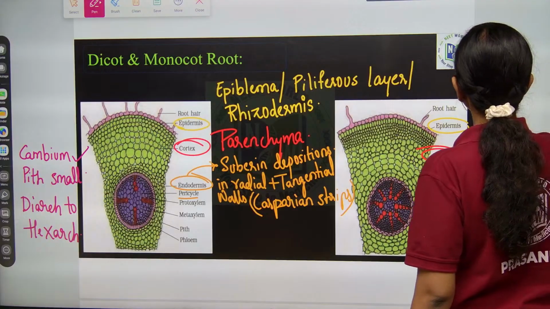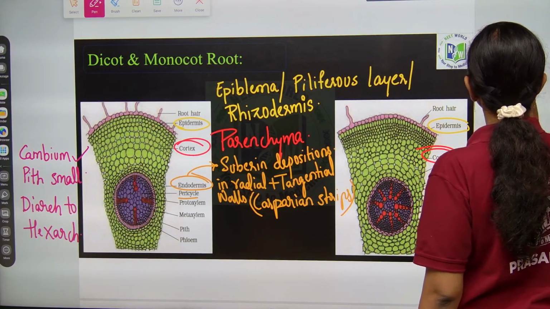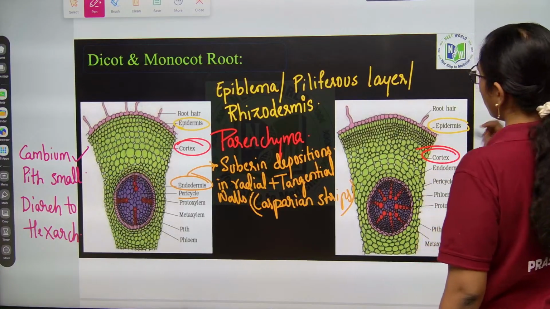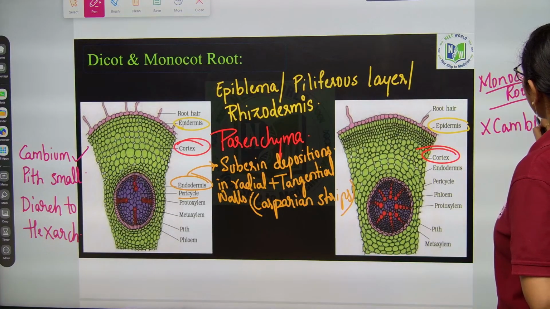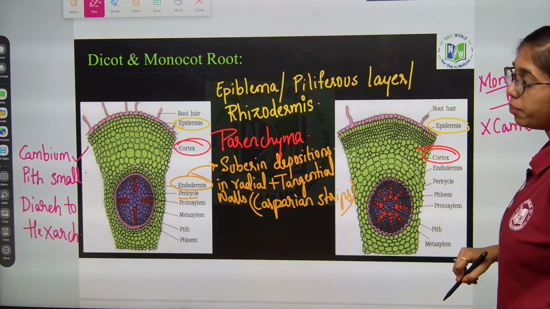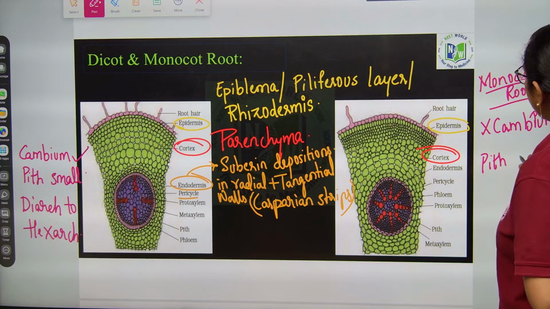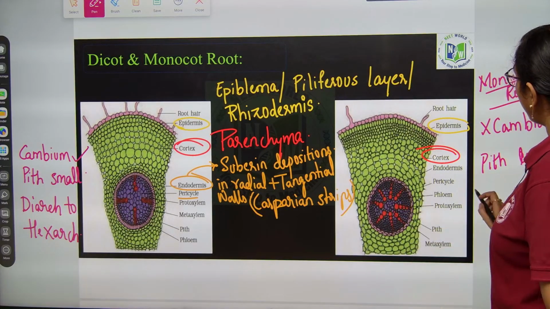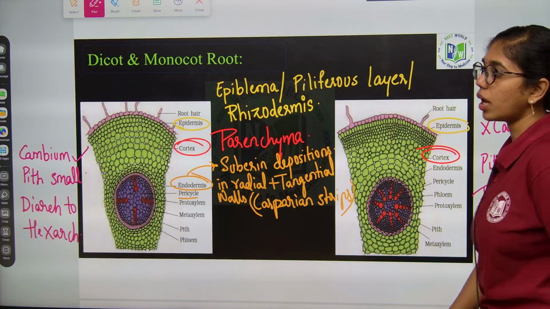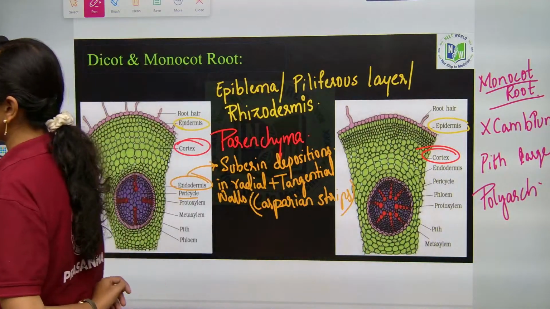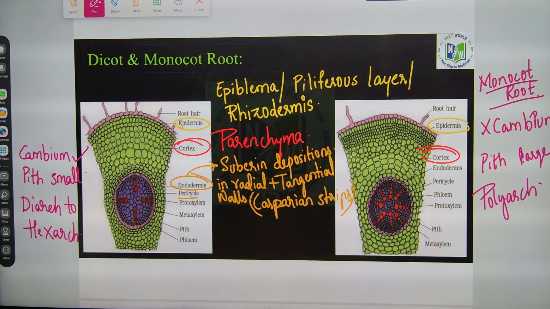In monocot root, the only difference in between dicot and monocot, you see, monocot root, there is no cambium. Fine, there is no cambium, and pith is large. You can observe more than 6 vascular bundles, where you can call it as polyarch condition. Okay, you can call it as what? Polyarch condition. These are the major differences between the dicot root and monocot root. Any doubts anywhere? Clear, right? Complete dicot root and monocot root comparison.